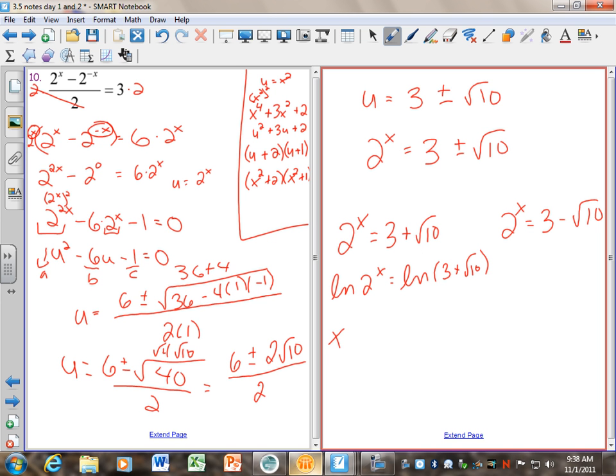Are you okay if I do that kind of all in one step or not? X ln of 2 equals ln of 3 plus the square root of 10. So if I want to solve that for x, I get ln of 3 plus the square root of 10 all divided by ln of 2. You can use your calculator from there. You can get an answer.